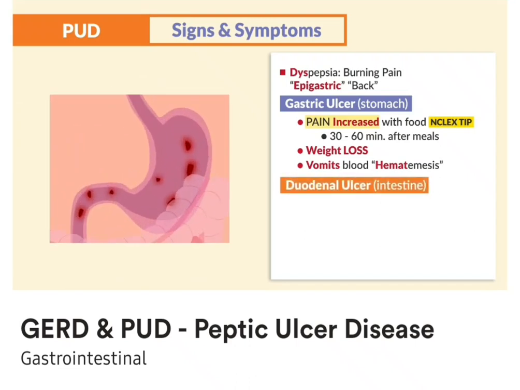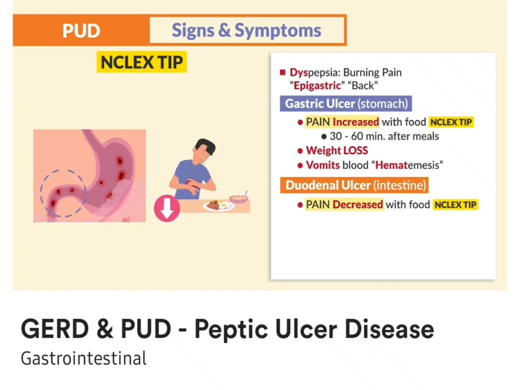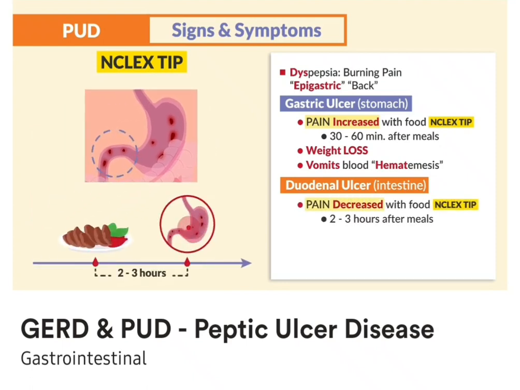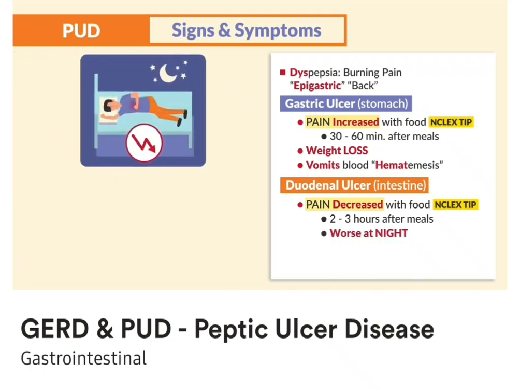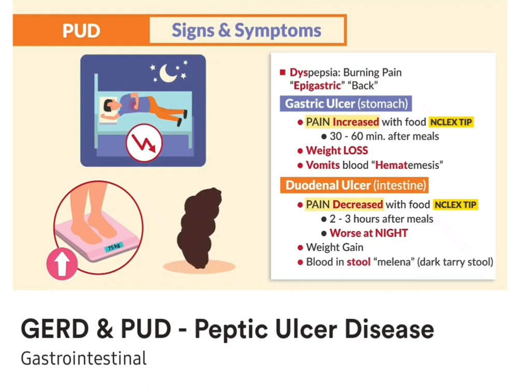Now, switching gears to a duodenal ulcer, inside the intestines. Very, very different here because pain is decreased with food. 2 to 3 hours after meals is when the pain comes. And it's worse at night. So we see weight gain as well as blood in stool called melena. So write it down. It looks like dark, tarry stool.